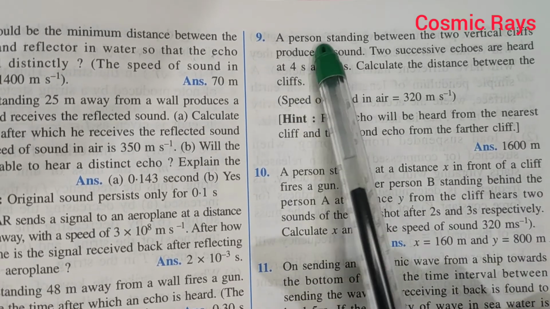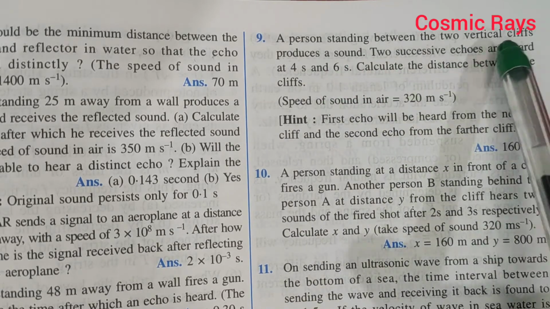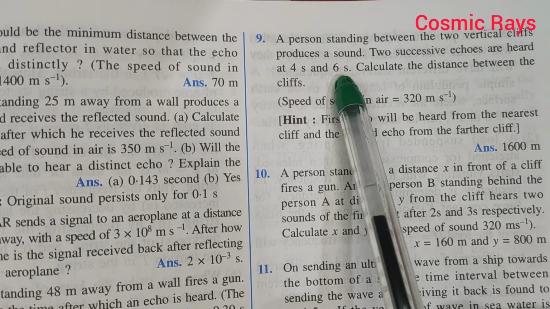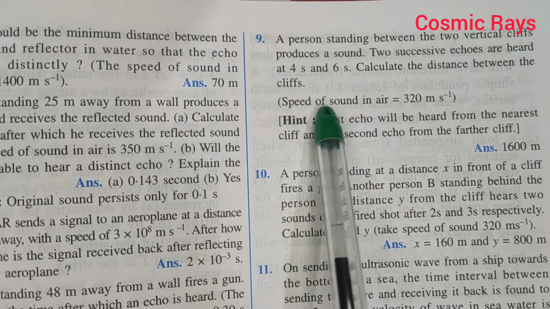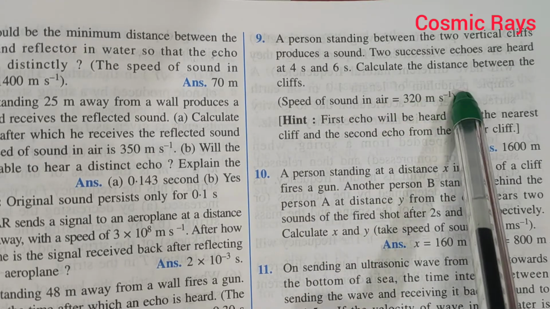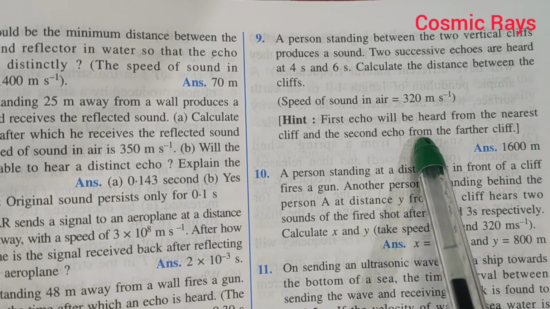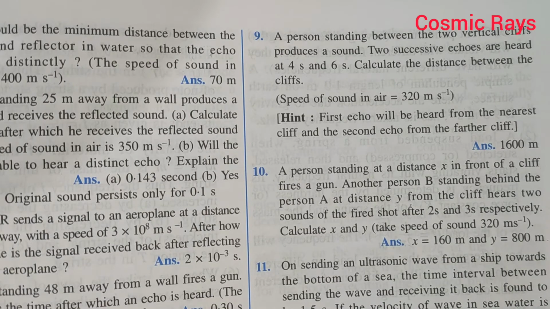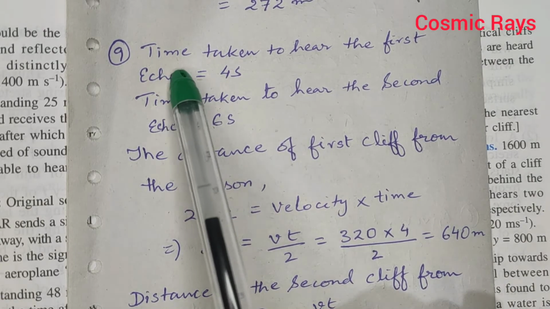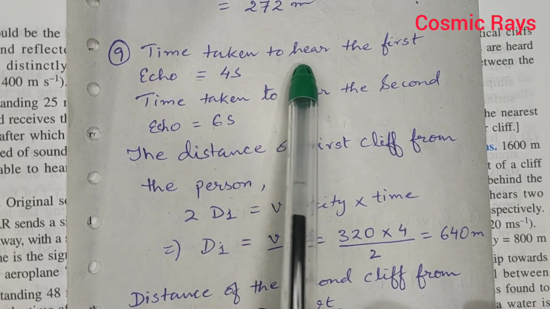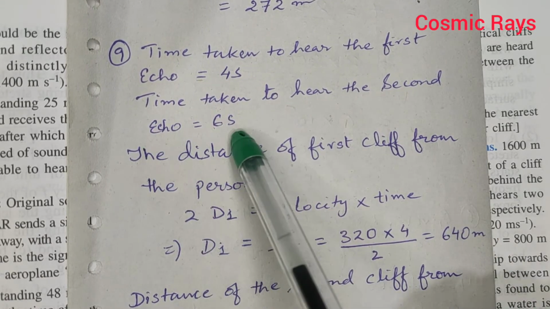It says a person standing between 2 vertical cliffs produces a sound. 2 successive echoes are heard at 4 seconds and 6 seconds. We have to calculate the distance between the cliffs, and the speed of sound in air is 320 meters per second. They have given us the hint that the first echo will be heard from the nearest cliff and the second echo will be from the further cliff. That is obvious. So here we have written that the time taken to hear the first echo is 4 seconds, and the time taken to hear the second echo is 6 seconds.